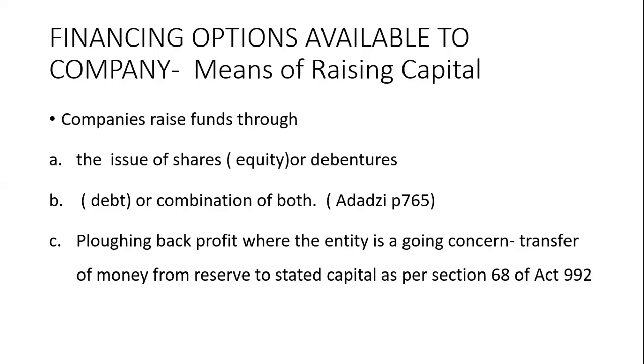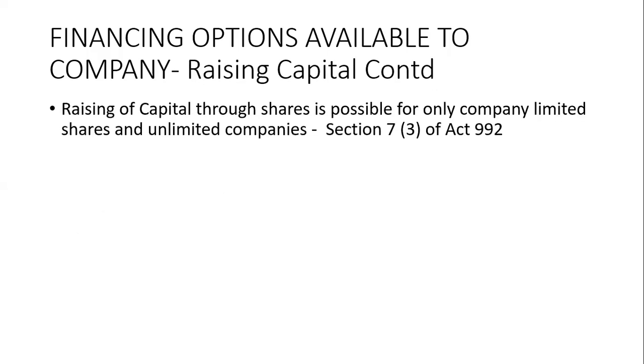And that is why the point is being made that before the company can plow back profits, the company must be a going concern. It should be able to pay its debts and liabilities as they fall due. And that would also mean that you are going to transfer money from the reserve to the stated capital in accordance with Section 68 of the Companies Act 2019, Act 992. So let's keep that in mind.